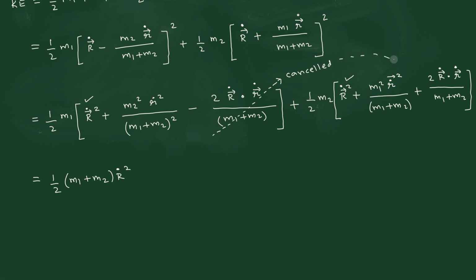It will be cancelled with this term. So I'll cut this. Okay. So what is left out therefore is that we have one more term here. So let us see what is common. What is common is that 1 by 2 is common, fine. And then we have an M1 and then R dot square is common. So let me write down R dot square, that is common.